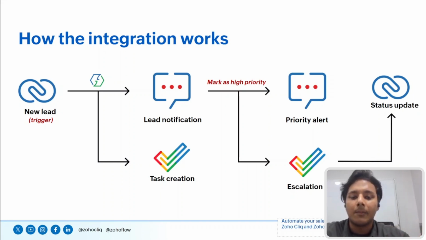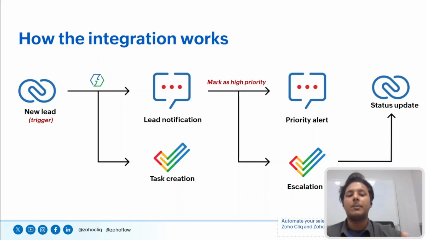At the same time, a follow-up task can be created in Zoho Projects to assign the lead to a particular sales rep. Now, let's say this lead is marked as high priority. Zoho Flow can handle that too dynamically. It can trigger a priority alert in Cliq, ensuring that it doesn't go unnoticed. Additionally, it could escalate the task in Zoho Projects, making sure that the team treats it with urgency.